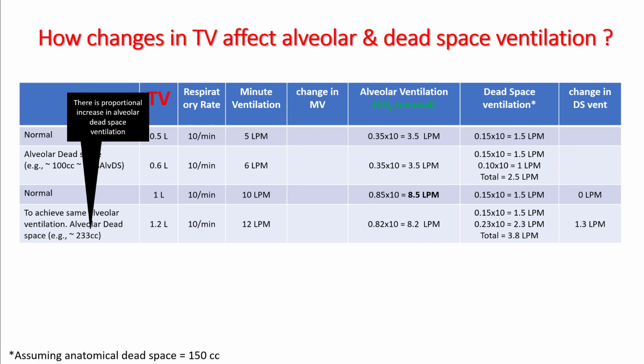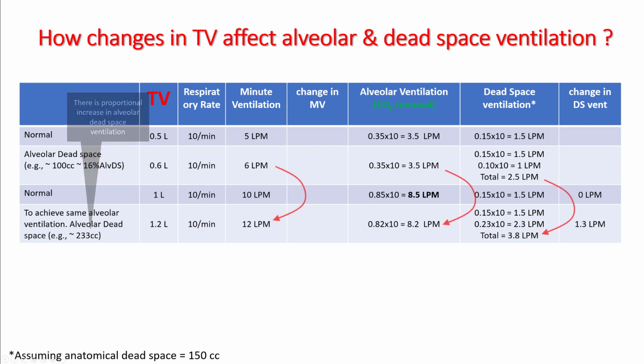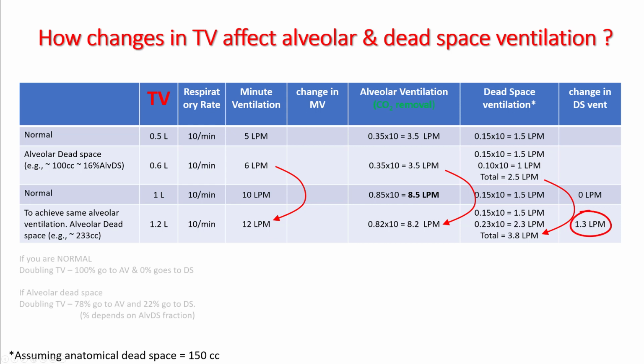If you're dealing with alveolar dead space and you double up the minute ventilation, proportionately you will have more of that ventilation going to the alveolar dead space as well. So 16% of the tidal volume is going to go towards alveolar dead space. So in this case, it will increase to around 233 cc's. Your alveolar ventilation has certainly increased, though not to the same degree as you would see in a person without any alveolar dead space. And your dead space ventilation has also increased by at least 1.3 liters per minute.